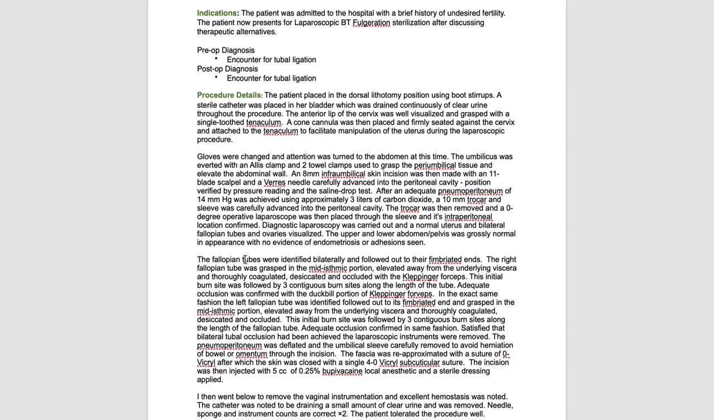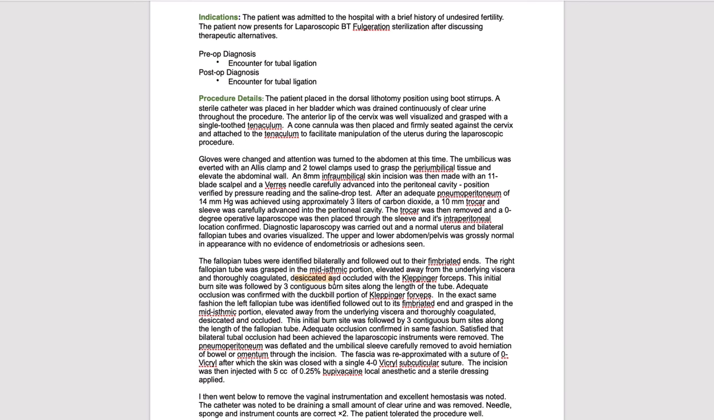fallopian tubes were identified bilaterally, and let me see here. Desiccated, occluded. This initial burn site was followed by three contiguous burn sites along the length of the tube. So we are not removing the tubes, but we are burning them. And that is the type of ligation that we are going to be doing.